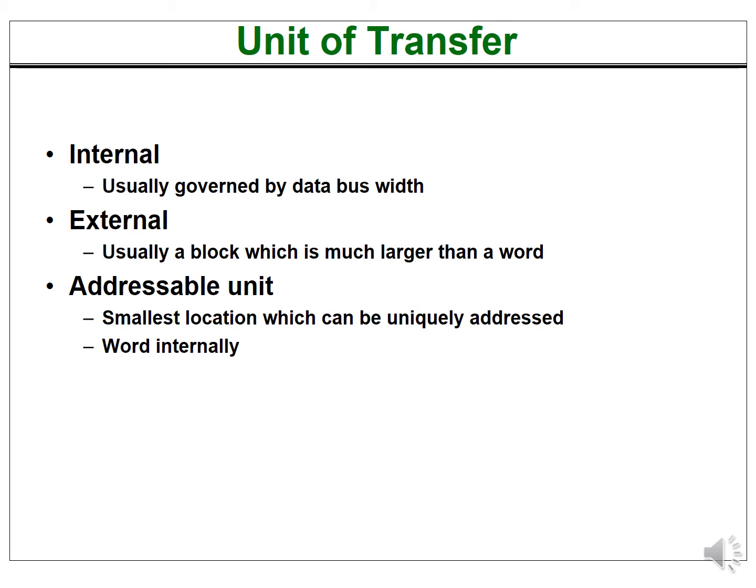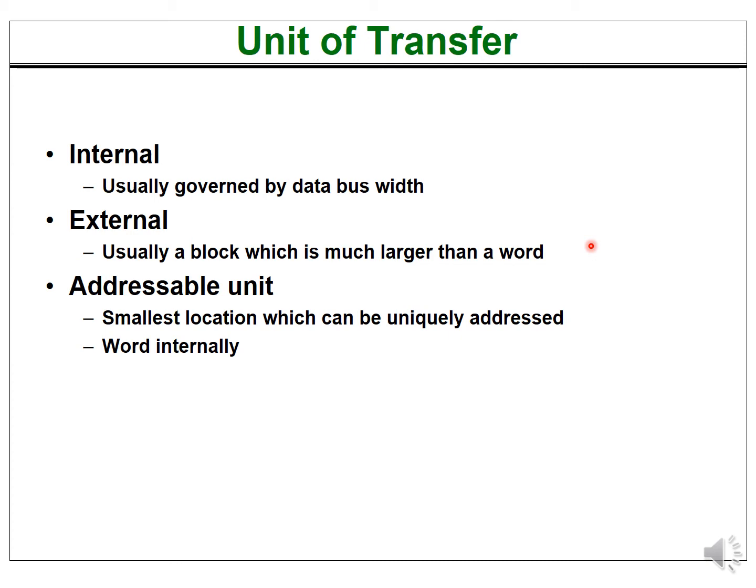If I have a 16-bit data bus, I can transfer 16 bits of data at one time. You remember my famous Rajma Chawal example, right? So external, usually a block. This is the unit of transfer which is used for transfer between the CPU and an external memory device. If I'm using a magnetic tape, the external unit of transfer can be a record. If I'm using a hard disk, it may be a cluster or it may be a sector.